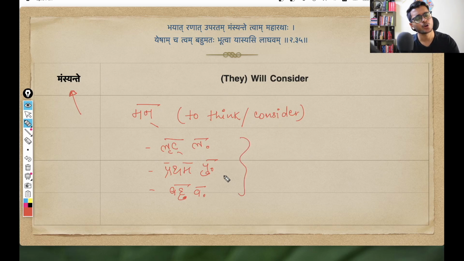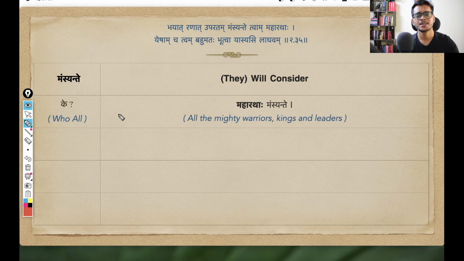Prathama Purush, we are talking about some third person, and Bahuvachanam, so we are talking about plural, multiple third persons. So this dhatu in these properties becomes mamsyante. And this mamsyante means that they all will consider, they all will think. So we are starting with this kriya pada, and immediately a question will be, ke mamsyante, who all thinks? And the response we get is Maharathaha mamsyante.